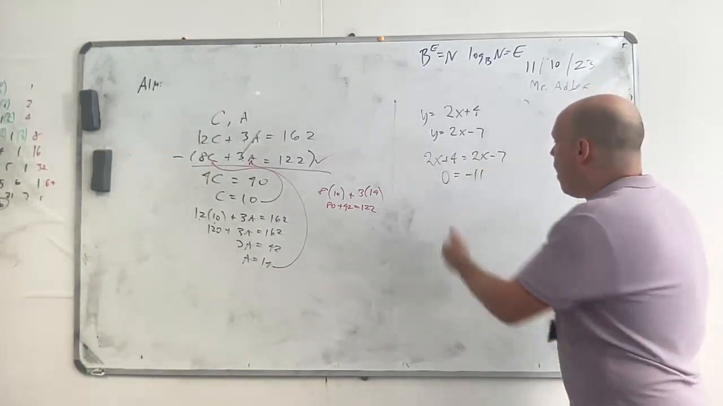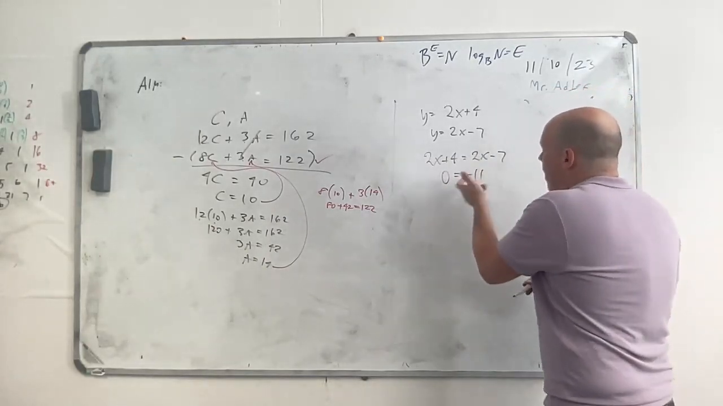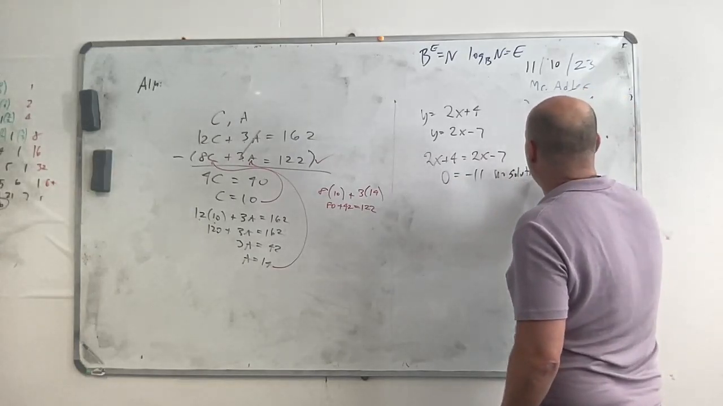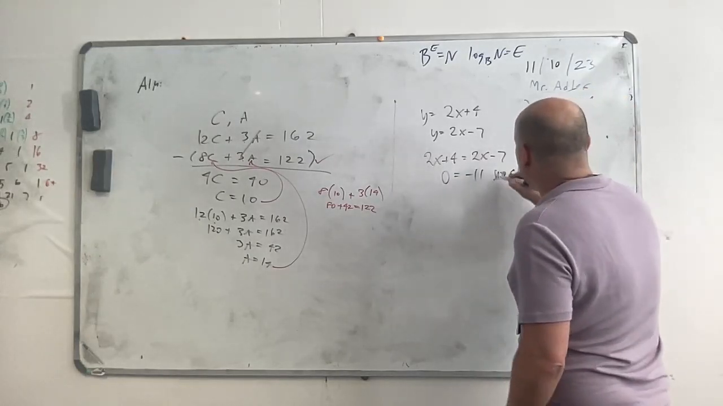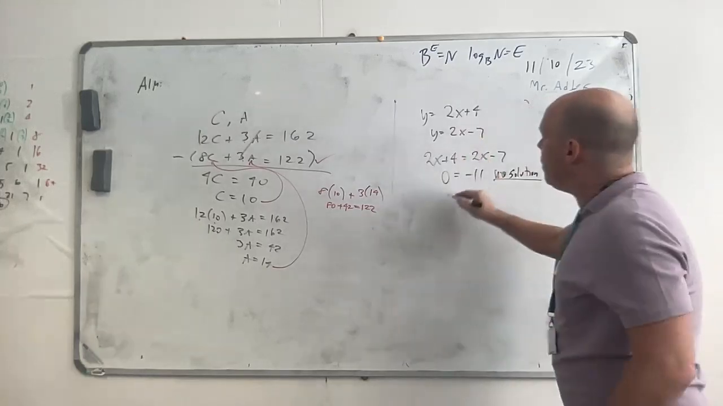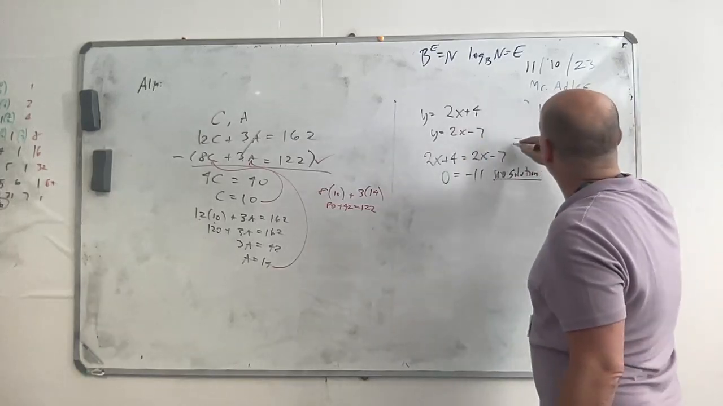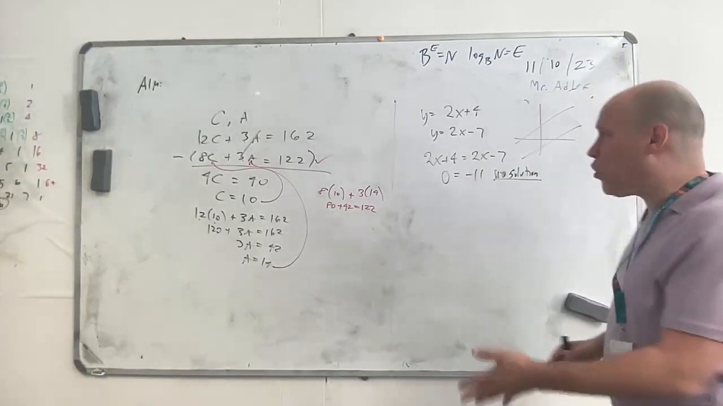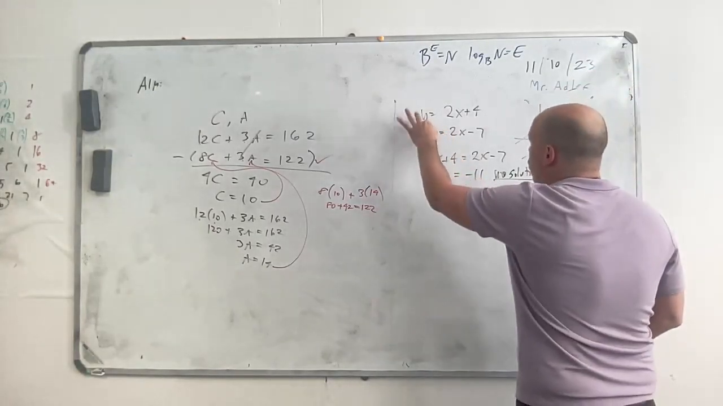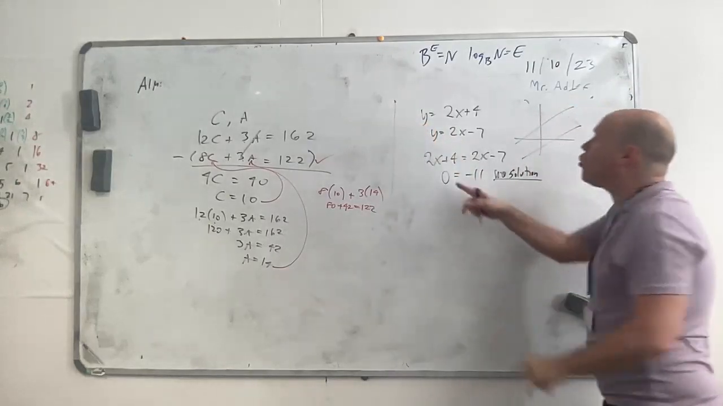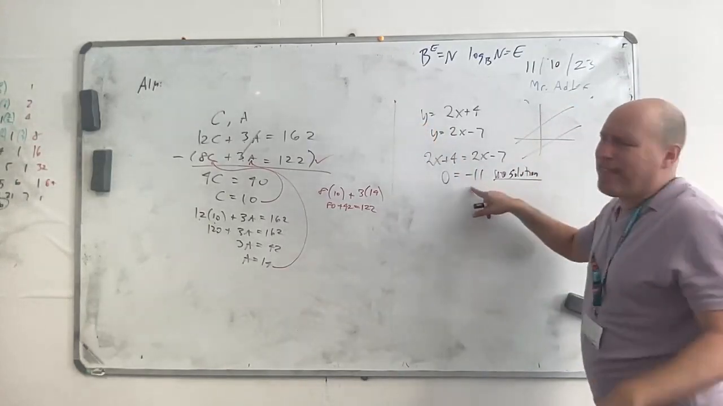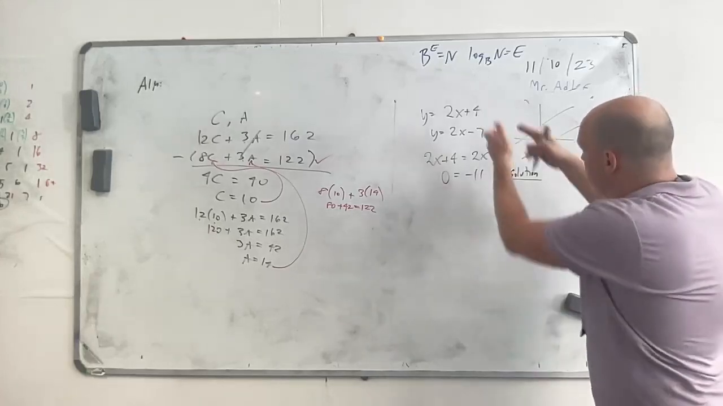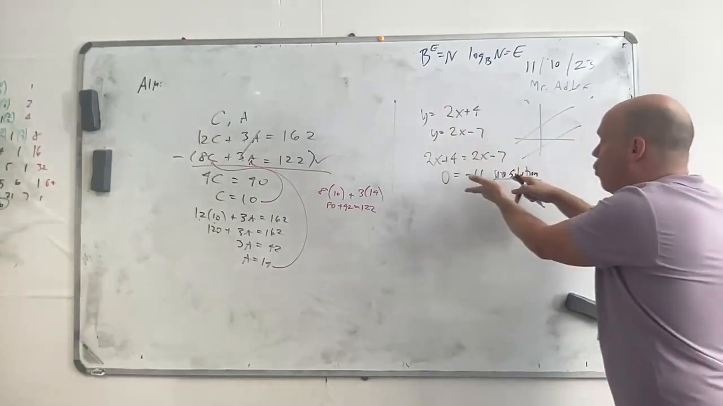Well, when you have something that's not true, that means there's no solution. And what you notice is, oh, you know what? These lines are parallel, which means they're never going to meet. So visually, you could immediately say, Mr. Adler, there's no solution. These lines are parallel. Algebraically, when you arrive at something that's a contradiction, that tells you there's no solution to this system. This is a system with no solutions.